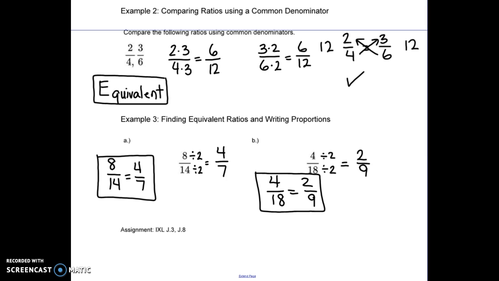So your guys' assignment is IXL, J3 and J8.